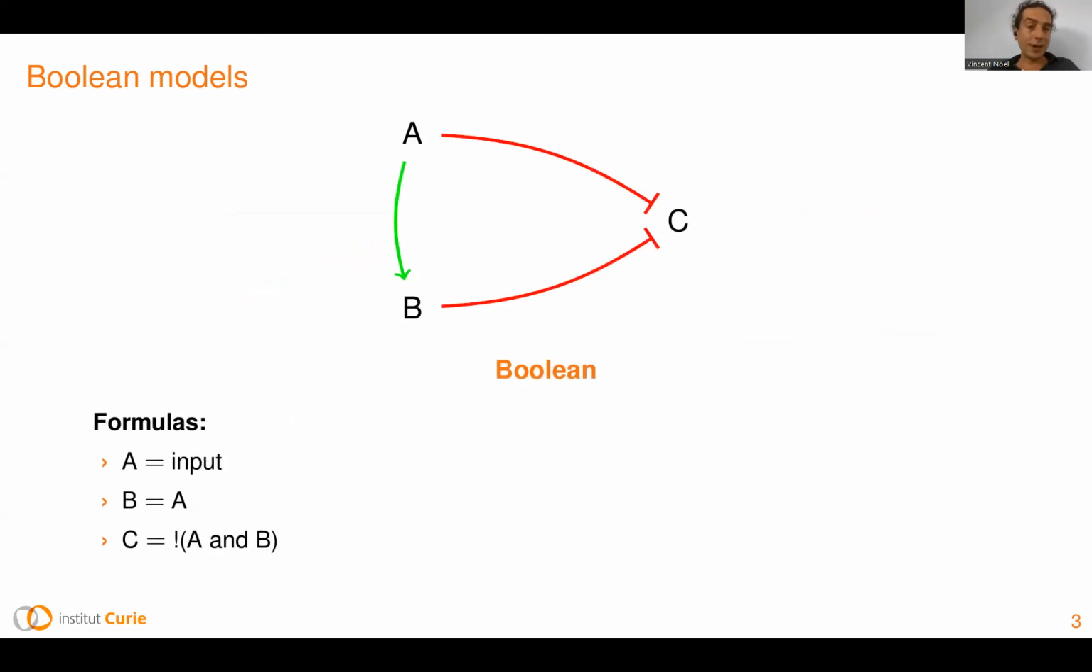So let's take a very simple example of this interaction graph, where you see we have three variables inside our model. A will activate the node B, which is why we have this green arrow.